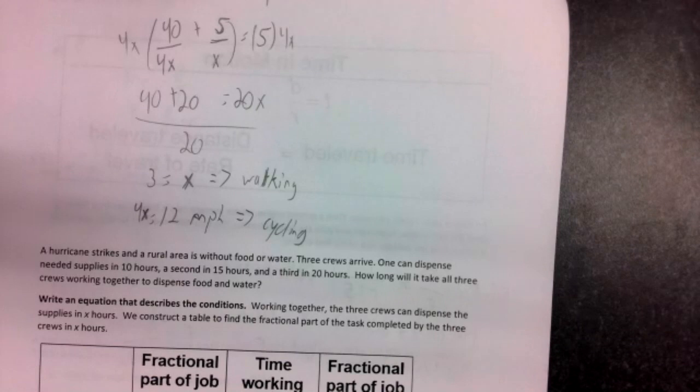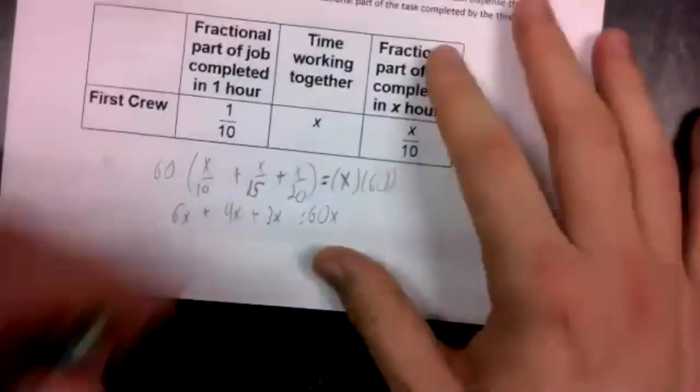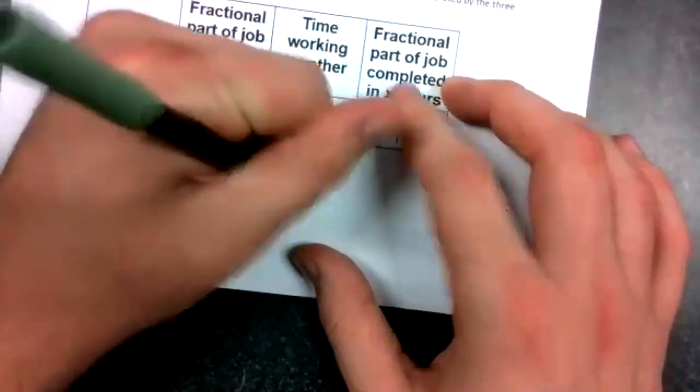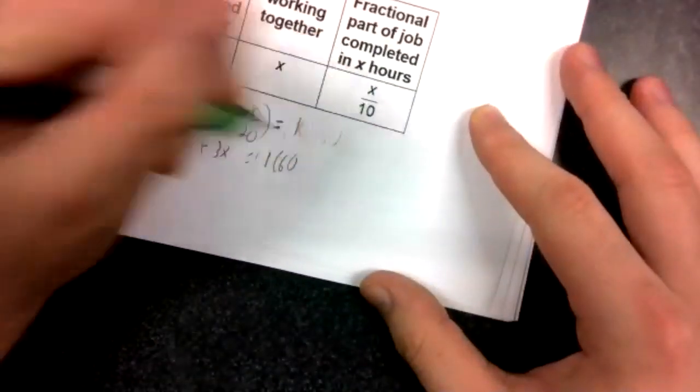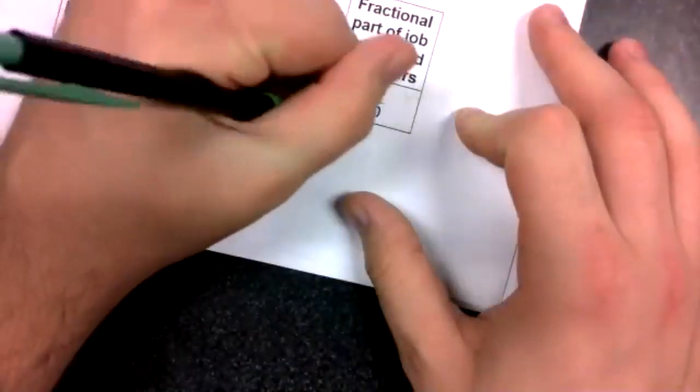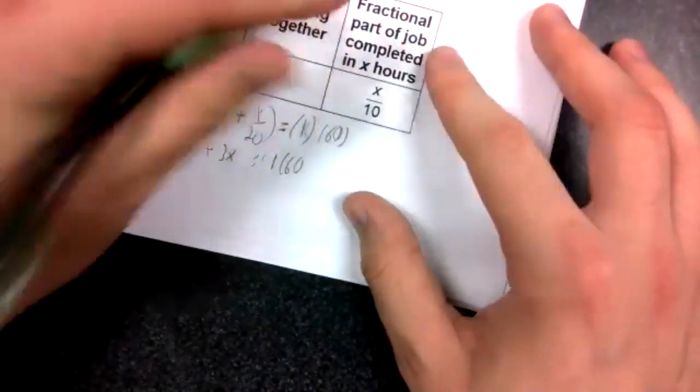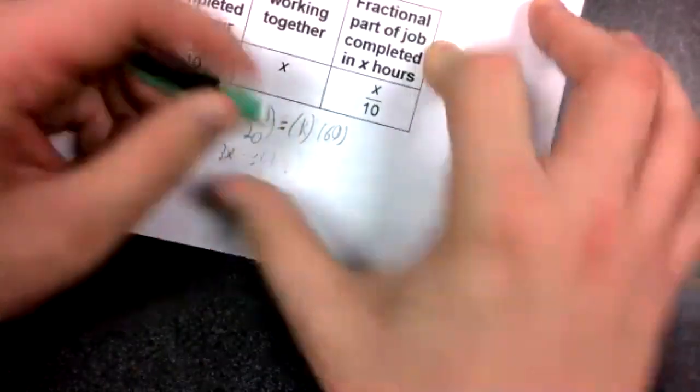Okay, so if we add these together, it should just be 1, right? Because that's just 100% of the time that it'll take. Sorry about that. We'll go back to that. So this problem should just be 1 on this side. So 1 multiplied by 60, because that's just 100% of the work that they have to do, or just 1.